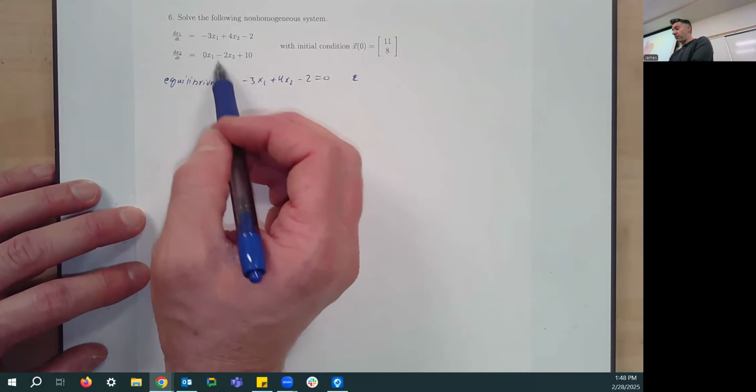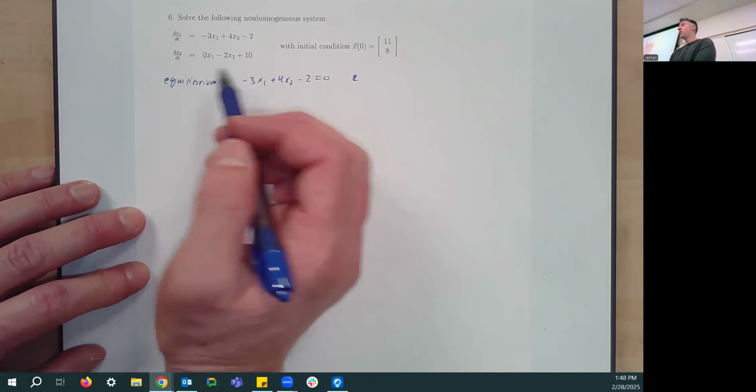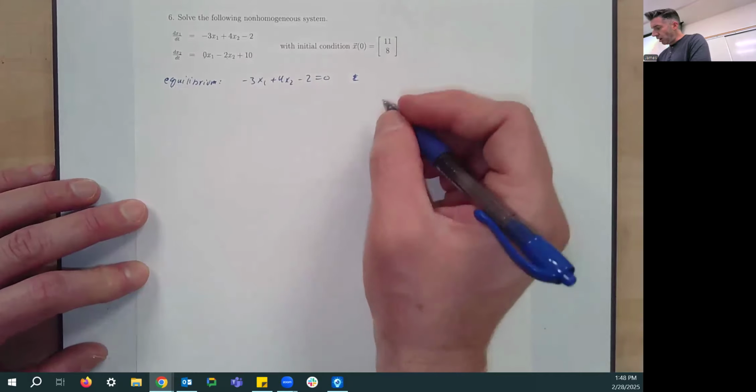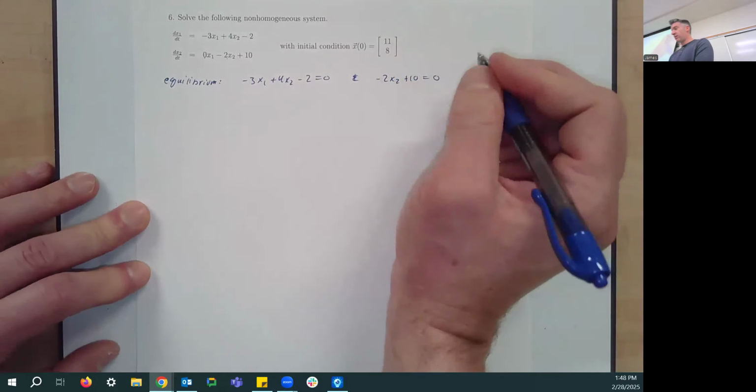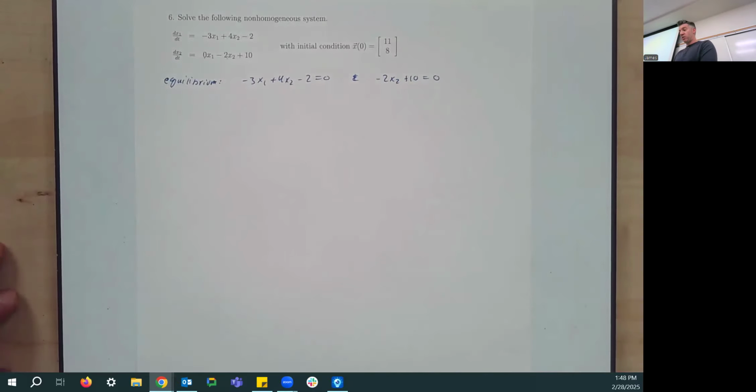So just be careful if you're missing one of your variables. Make sure you get your other coefficient in the right spot. Here we have -2x2 plus 10 equal to 0. So I think we can easily see here that x2 should equal 5.